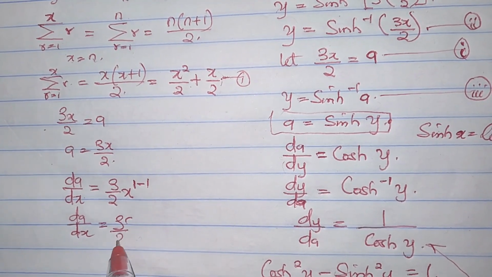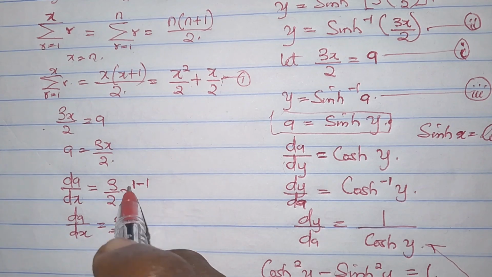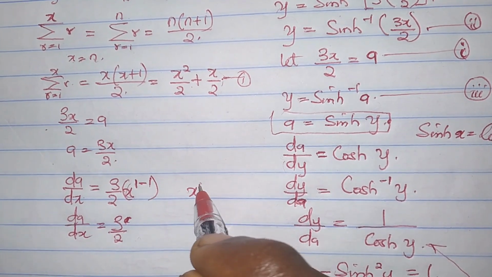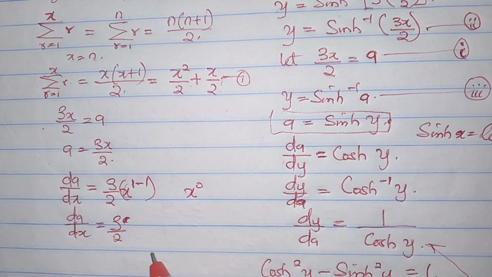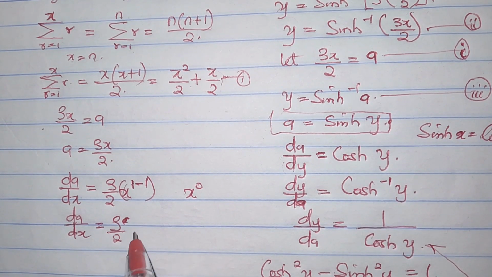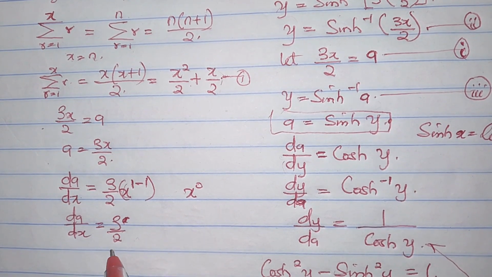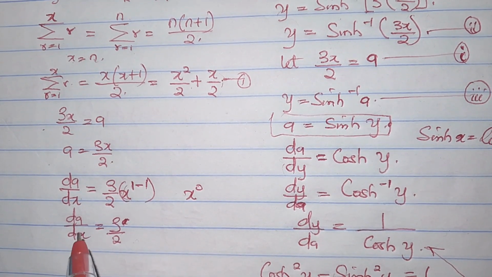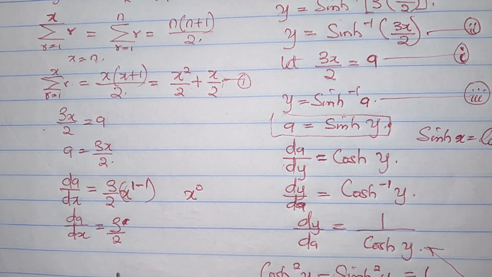over 2, and the whole of this is the same thing as x raised to the power of 0, which is 1. And when this whole multiplies 1, it becomes this same fraction. So we are having now that dA divided by dx equals 3 over 2.